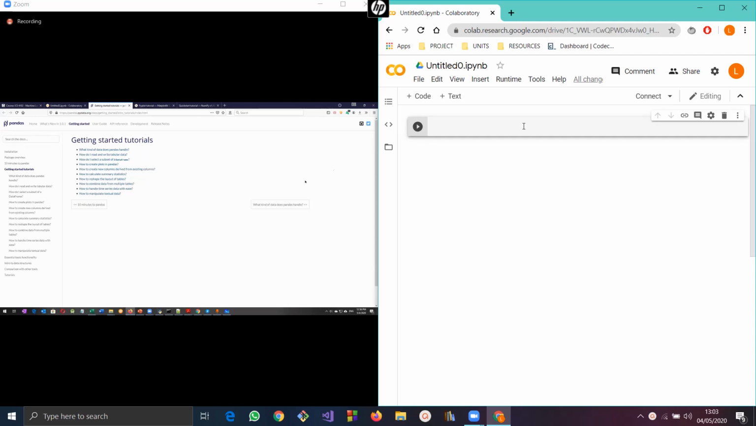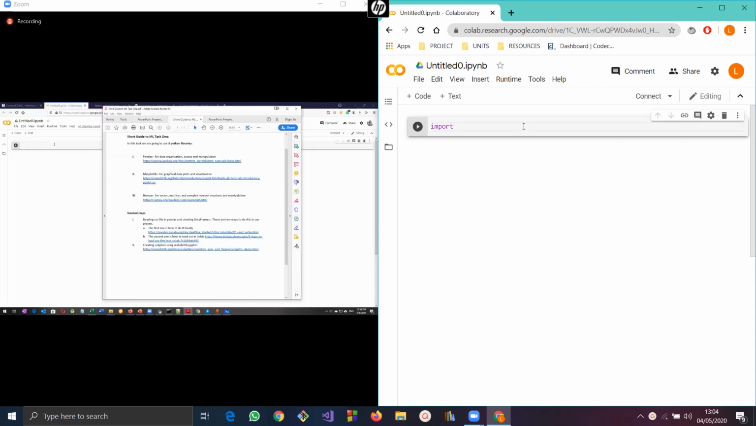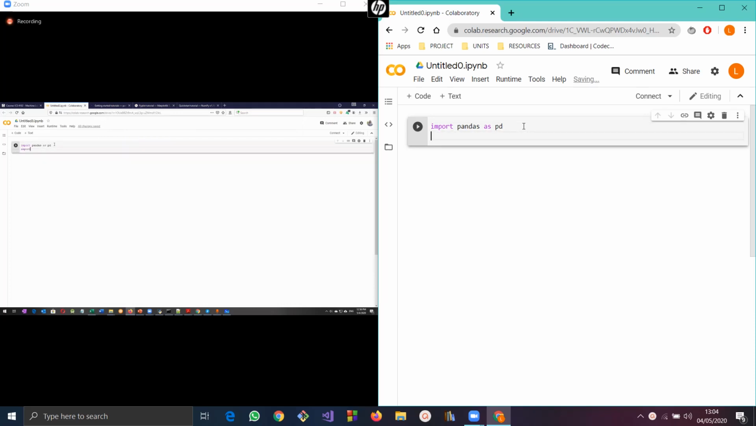So we start by importing pandas. Just type, it's easy, you already know this. Import pandas as pd, import matplotlib, normally as plt, and then finally import numpy as np. So these are going to be famous libraries.